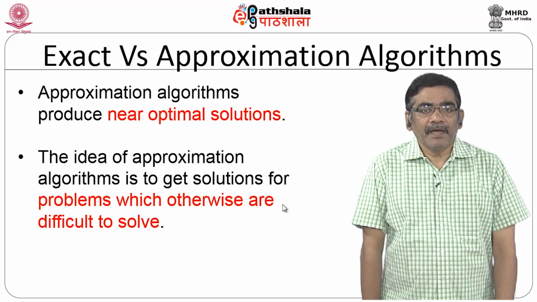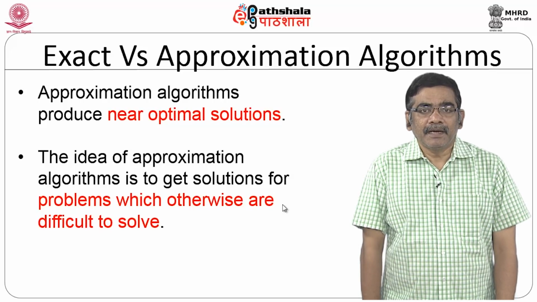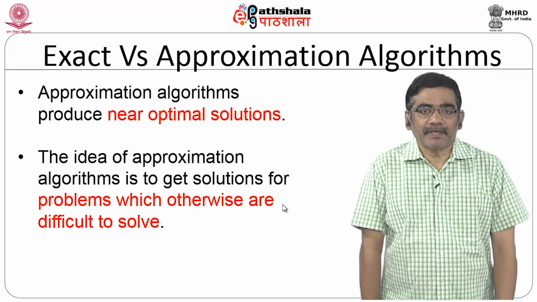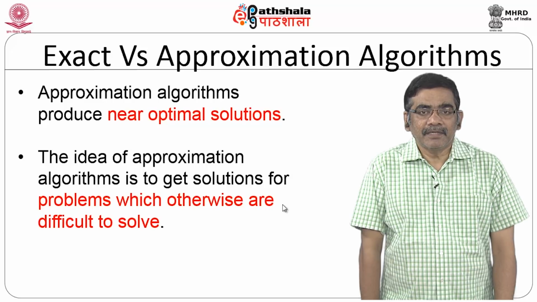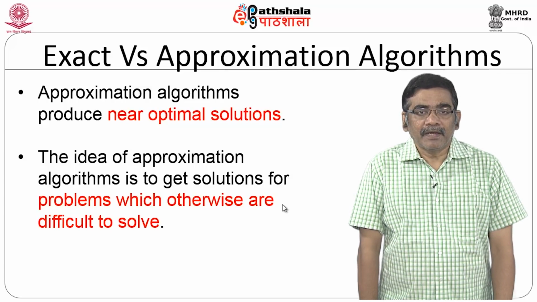So, we can view algorithms in two categories. One is exact algorithms and another is approximation algorithms. Exact algorithms give solutions which are exact in nature. In normal circumstances, we will go for exact solutions and use exact algorithms. But in an extraordinary situation where we have a problem that is NP complete, we will go for approximation algorithms which produce near optimal solutions.